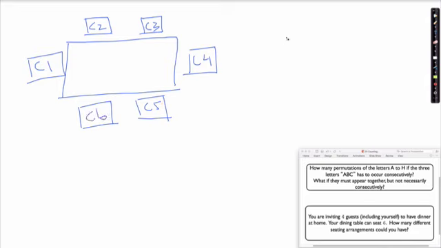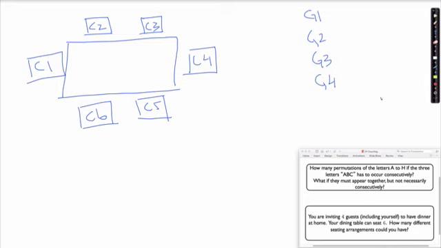And at the same time, there are 4 guests, including yourself, meaning that you're one of the 4. So let's call the guests G1, G2, G3, and G4. Now we want to sit these guests on this dining table, which means that we want to determine for every guest which chair they are going to be assigned to.